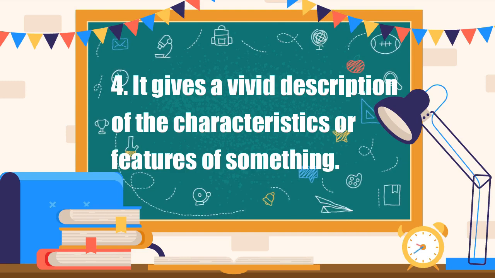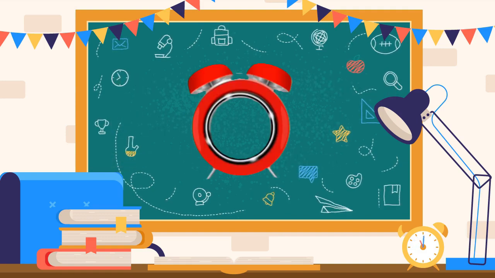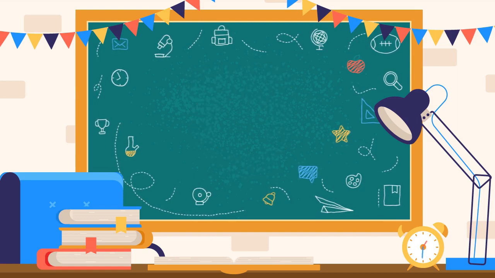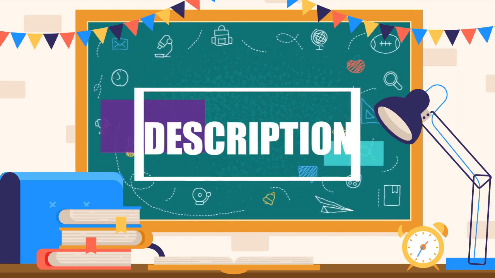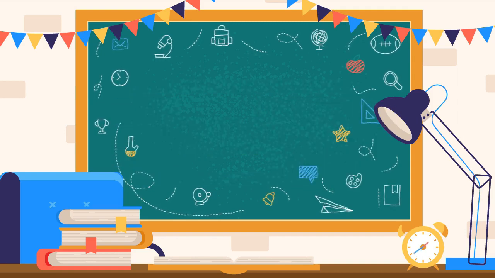Number four. It gives a vivid description of the characteristics or features of something. What type of factual text is that? You're right. That is a description type of factual text.